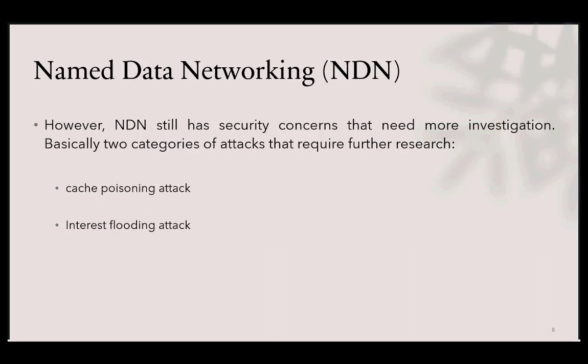However, NDN still has security concerns that need more investigation. There are basically two categories of attacks that require further research. The first one is the cache poisoning attack, where attackers disseminate fake content into the network, and the second one is the interest flooding attack, which intends to send a huge number of interest packets to the network in order to exhaust routers' resources.